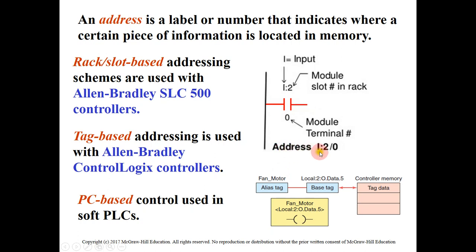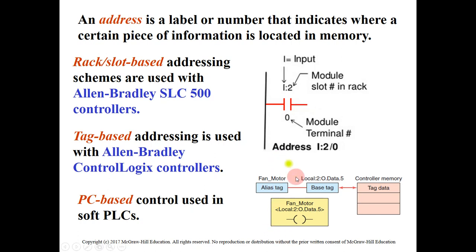But in the rack slot address there is no text. You only have the type of input or output, the slot number, and the terminal number. Here, though, we have some type of text, or alias tag. If you have a sensor, for example a temperature sensor, the name is temperature sensor. Pressure sensor, the name is pressure sensor.